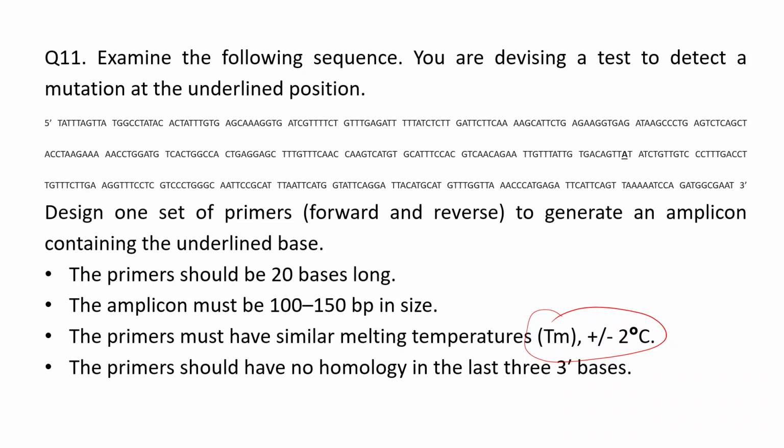So what is the formula for Tm? You can calculate Tm by Tm equal to 4 degrees Celsius into GC plus 2 degrees Celsius into AT.